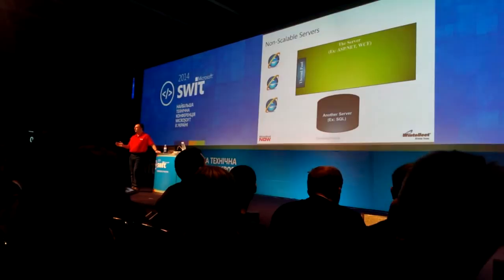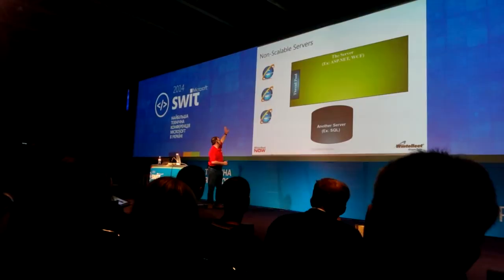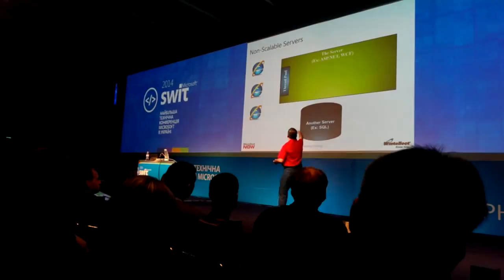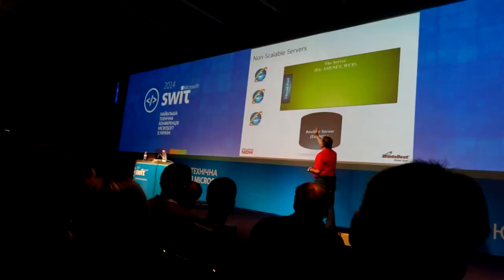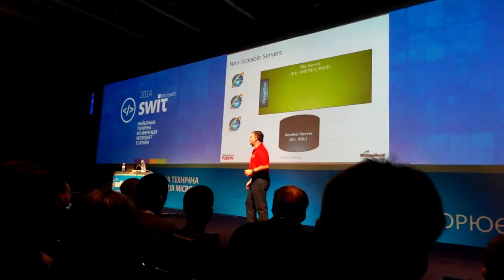In this scenario here, we have three players. I have clients over here. I'm choosing Internet Explorer for the clients, but you could replace these with any clients, it doesn't matter. These clients are going to make a request of a server. That's the big green rectangle. Now that server could be any kind of server. I'm saying ASP or maybe WCF, but it doesn't matter. And when those client requests come into this server, it is going to make a request of another server. I'm saying SQL Server, but it could be any kind of server. The architecture is always the same.